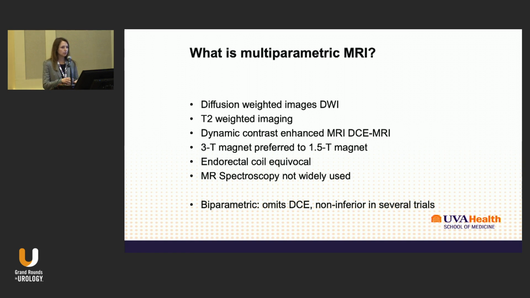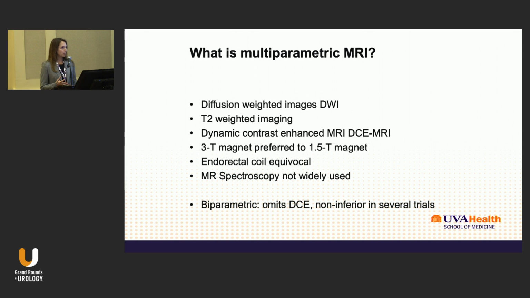So to start off with, what is multiparametric MRI? Simply put, it's the 3 different phases: diffusion weighted, T2, and contrast enhanced. As long as your MRI has those 3 things, it's a multiparametric MRI. And so general rules of thumb, a 3T magnet is better than a 1.5T magnet. The endorectal coil, thank goodness, is no longer absolutely required. Our patients are thankful for that. It's equivocal whether you need to use it or not. And generally speaking, MR spectroscopy is not widely used.